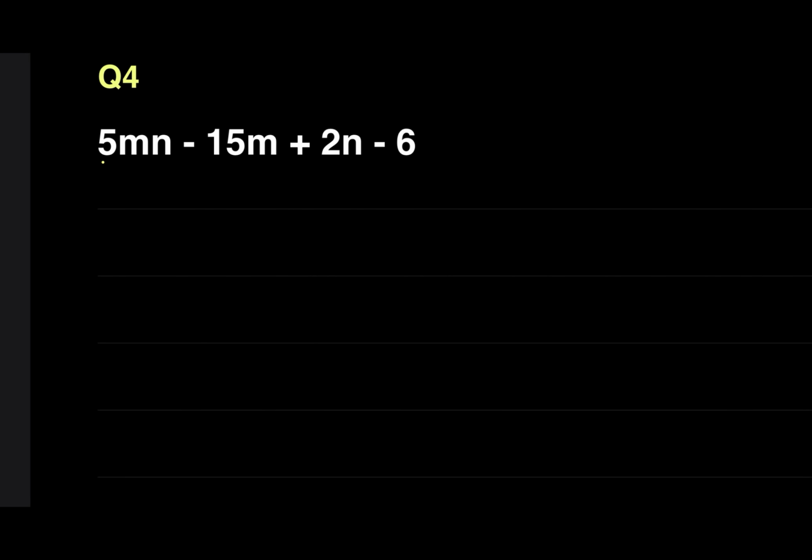Question number 4. What is common in 5 and 15? 5. What is common in this? Mn and only M. So M is common. N minus 5 3s are 15. N is already out. Plus 2. N minus 3.